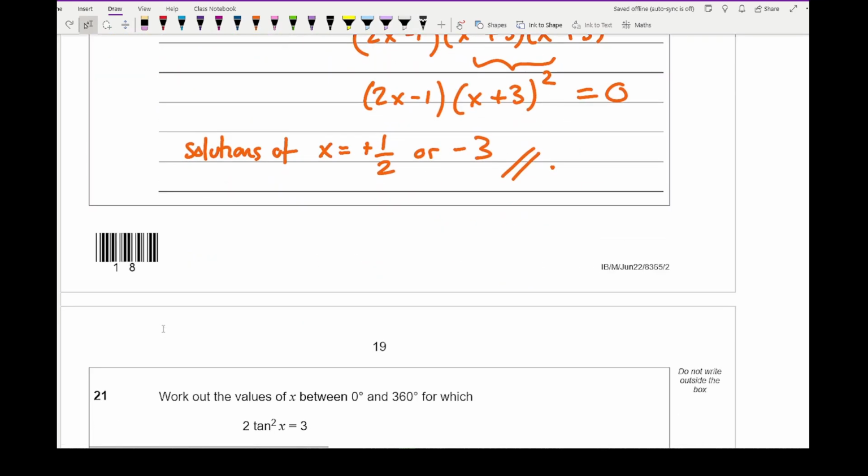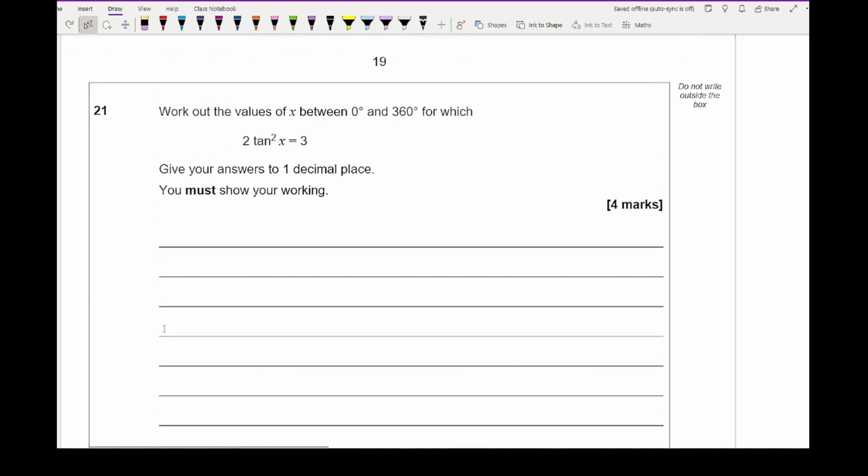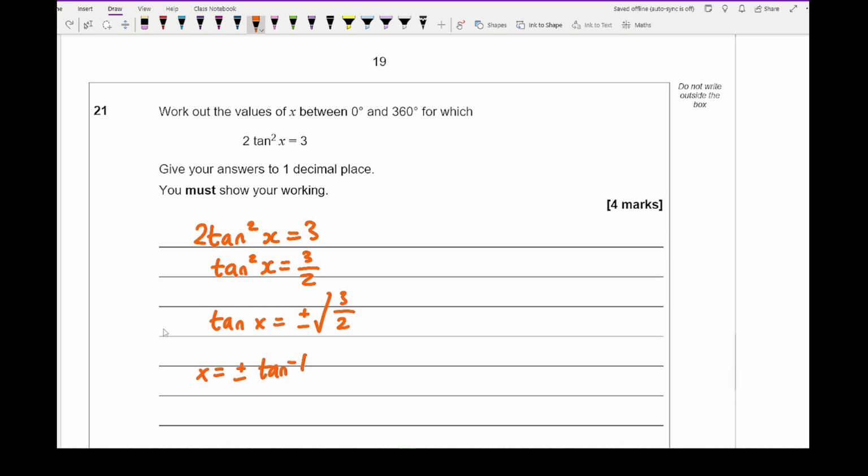And there we go. Moving on to question 21, it says work out the values of x between 0 and 360 for which 2 tan squared x equals 3. Give your answer to one decimal place. So for this, if I just write out the question, what you want to do is get tan x the subject. So tan squared x equals 3 over 2. So tan x equals plus or minus the square root of 3 over 2. So x equals plus or minus inverse tan of root 3 over 2.